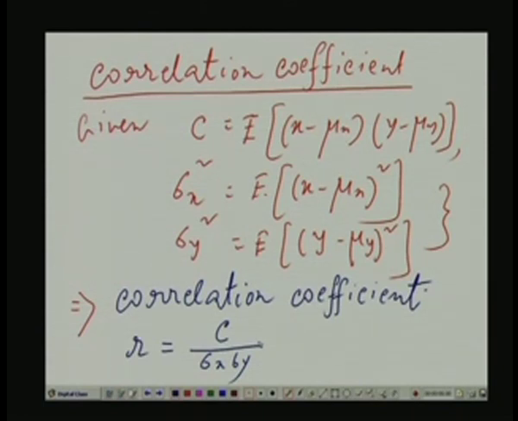We will now show that the magnitude of R is at most 1. See, C can be positive or negative, but sigma x, sigma y, they are positive. How to show this? There are various ways of proving it. Proof.